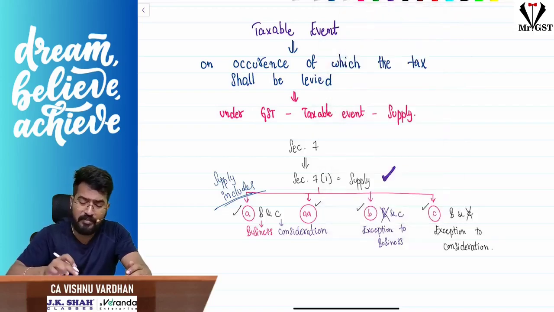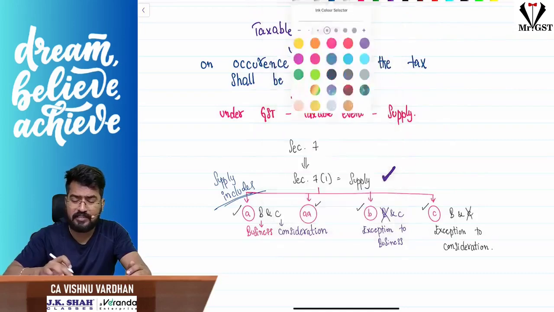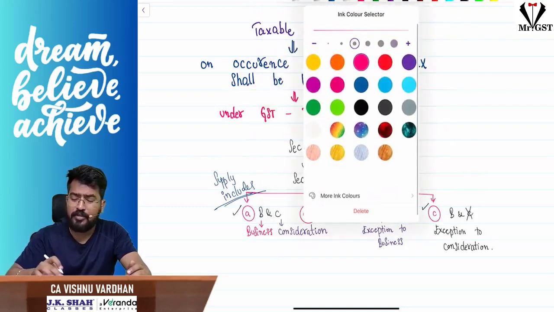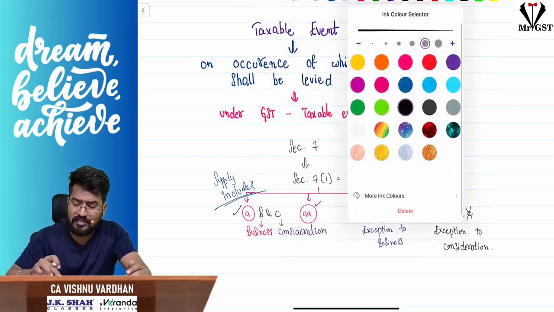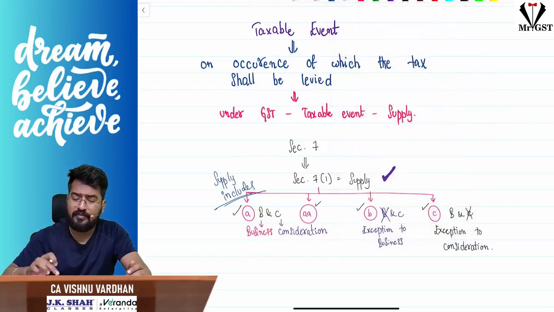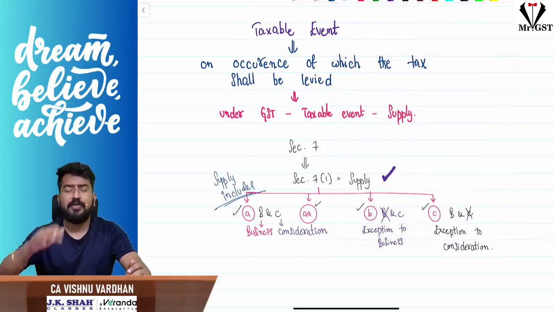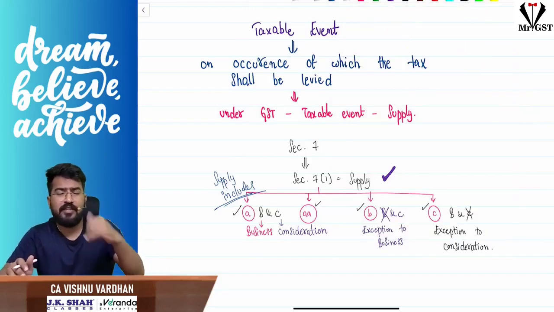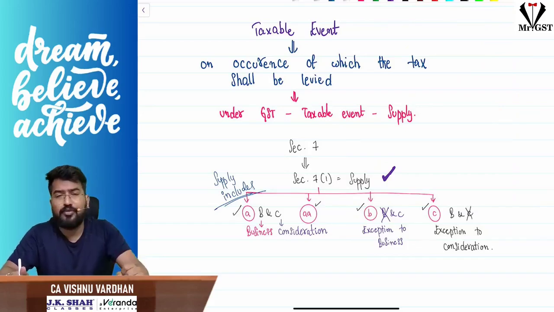Otherwise it is not a supply, and if it is not a supply, you cannot charge GST on that. That is the whole idea. So for a transaction, how do we decide whether to charge GST or not? We decide only when that particular transaction is supply. Whether it is supply or not is defined in section 7 subsection 1 of the CGST Act 2017. That is what we are going to see here.